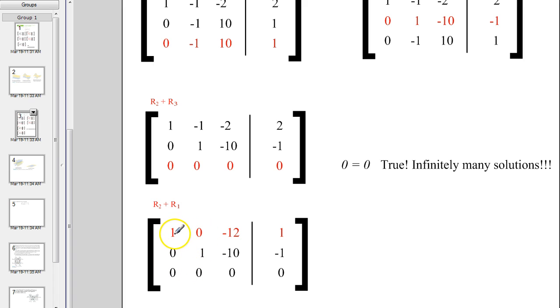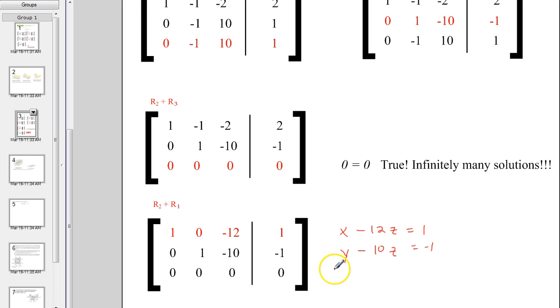That means I have, in this top row, x and z and a number. And in the middle row, I have y, z, and a number. In the bottom row, I don't have anything. Now, these are equations. Remember, this means something. This means 1x, or just x, plus 0y minus 12z. So x minus 12z equals 1. And then this means 1y minus 10z equals -1.